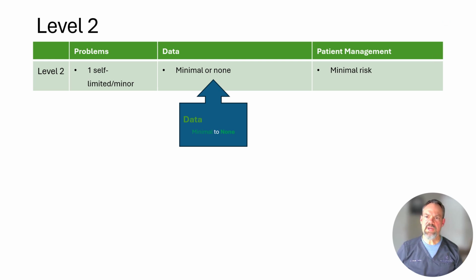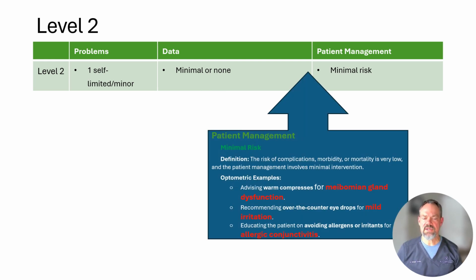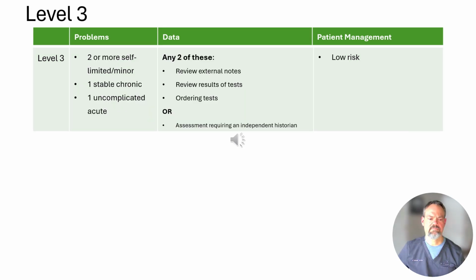So it bears repeating that there's no requirement for data on a level 2. And then the third area is patient management, minimal risk. So the risk of complications is very low, minimal intervention. A couple examples might be warm compresses for MGD, recommending OTC drops for mild irritation, or avoiding allergens in the case of allergic conjunctivitis.